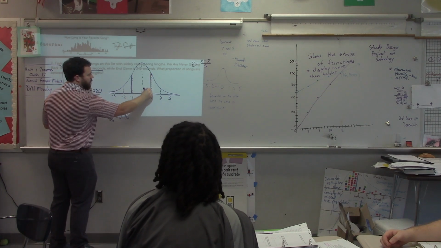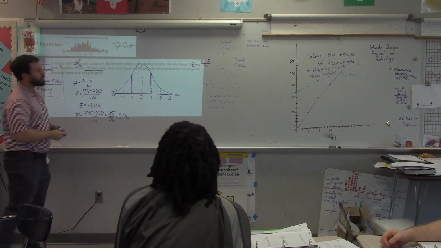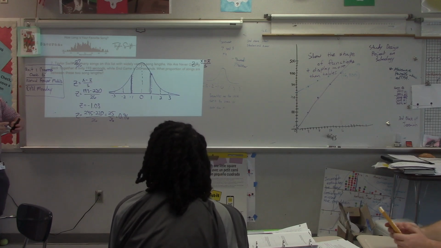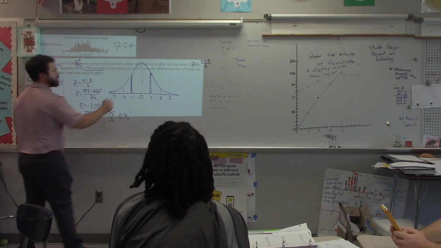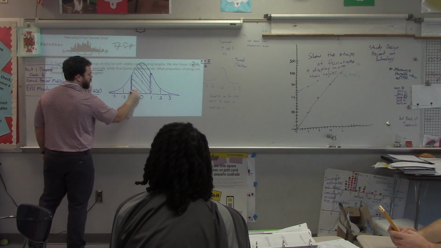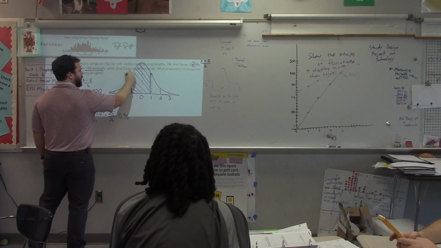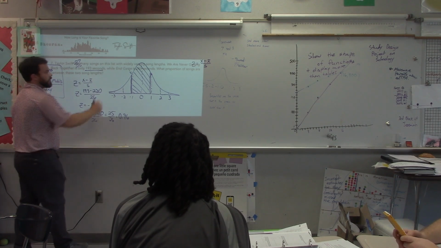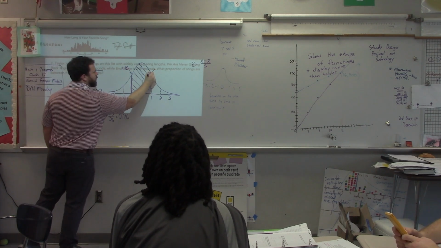And what do I need to find? The portion of songs that are in between those two. So the proportion of songs in between those two, the area, right? Notice I shade that region. What am I going to call this negative 1.03? That's the lower bound. This part is the upper bound.